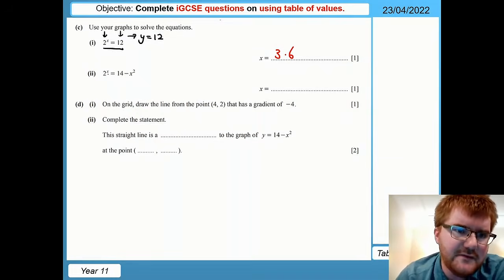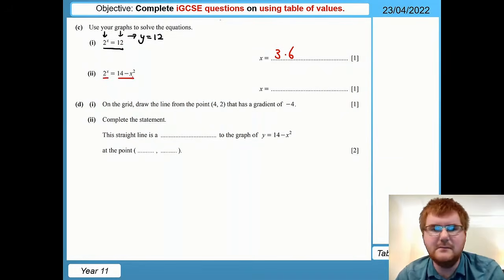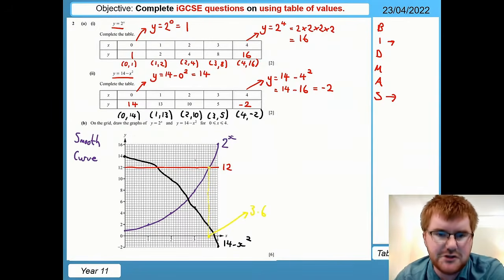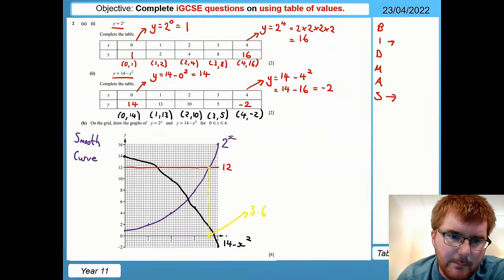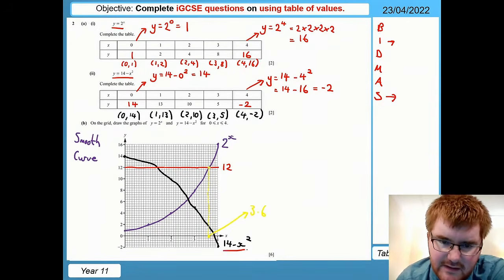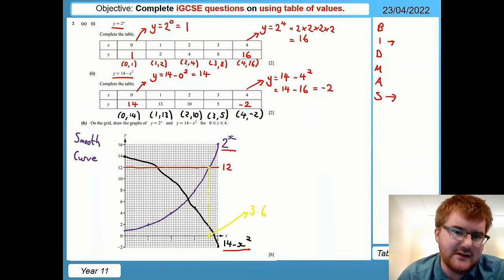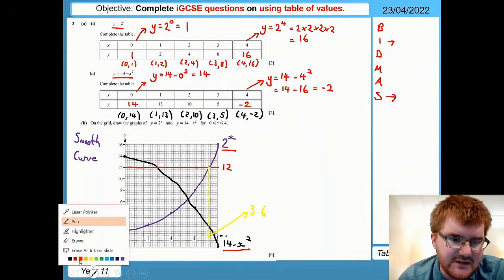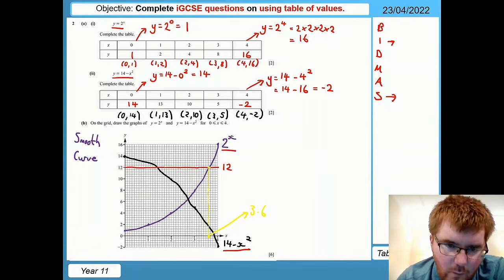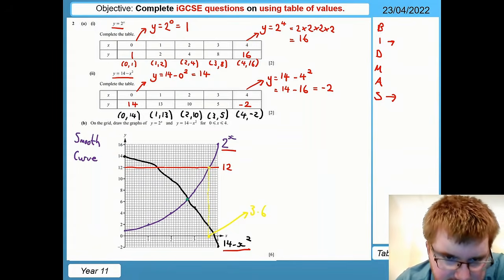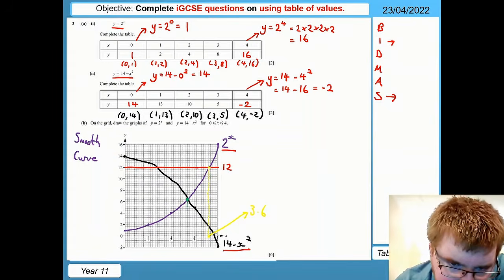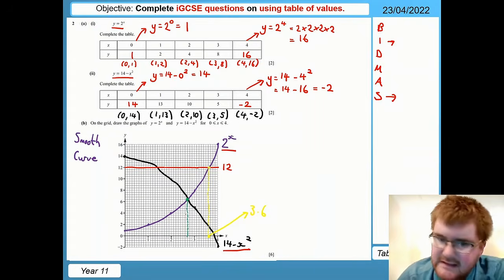This one here, we want to find when this function is equal to this function. Now we do this in a very similar way to how we did the previous question. So we want to see when the black graph, the 14 minus x squared, that's the right hand side of this equation, is equal to the left hand side of the equation, which is 2 to the power of x. So what this is saying, in other words, it wants you to actually work out where they cross and then read off the x values. So I'm going to pop this down, and then let's do exactly the same process here.